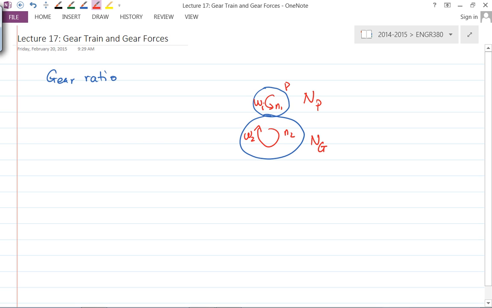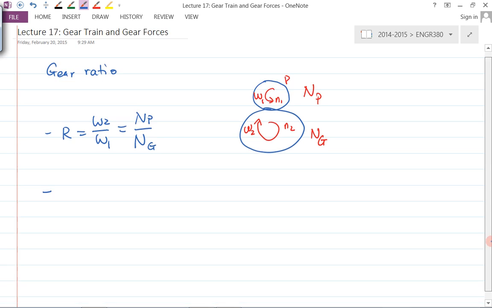In the literature, generally there are two different ways of defining gear ratio. One way, a lot of the time, people call it R: gear ratio equals the output angular velocity over the input angular velocity. In this particular case, the angular velocity is always inversely proportional to the number of teeth, so NP over NG. That's one way of saying it.